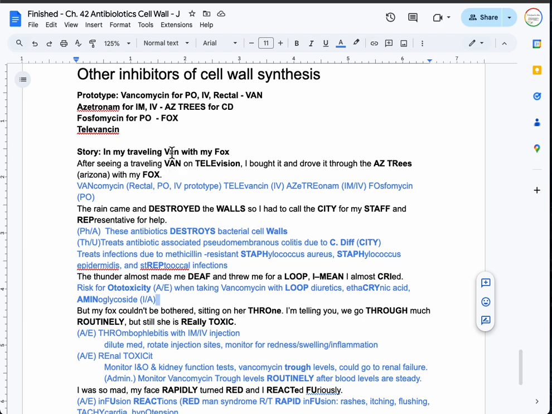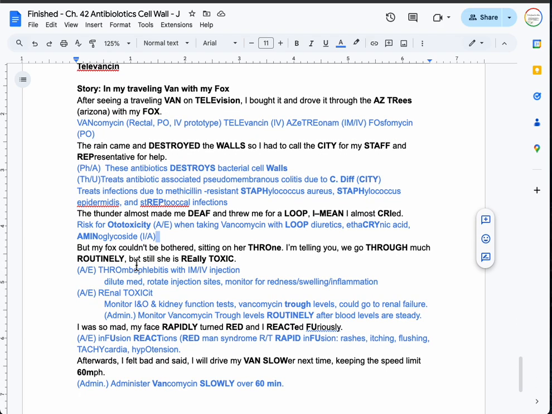But my fox couldn't be bothered. My fox, my traveling companion, couldn't be bothered. You know how cats, like foxes, are super catty. They don't even care. All this stuff is happening, but my fox couldn't be bothered. She's just sitting on her throne like she's a king or something. We go through much routinely, me and my fox, but still she's really toxic. She's so mean.